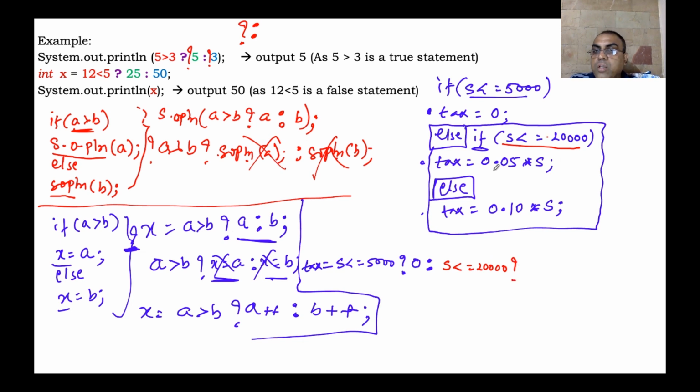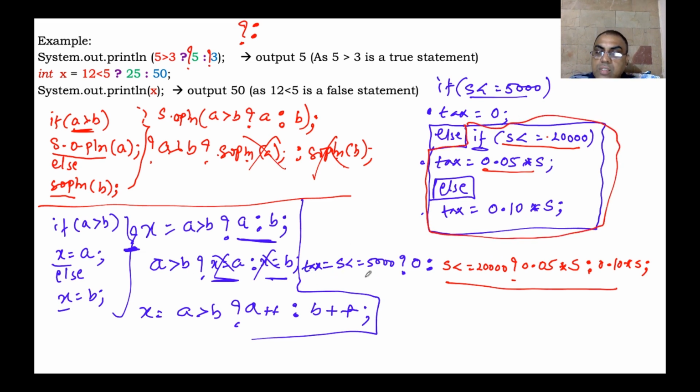Then if this is true, then I want this to go into x, so 0.05 into s. Otherwise 0.10 into s. So logically this whole thing, as I've shown you here, from here to here is the else part of the first if. So if you look at this, this is the condition, then tax is equal to 0, else this is the second. If this condition is true, then 0 will go. Otherwise, the computer will evaluate another condition, then 0.05 into s.